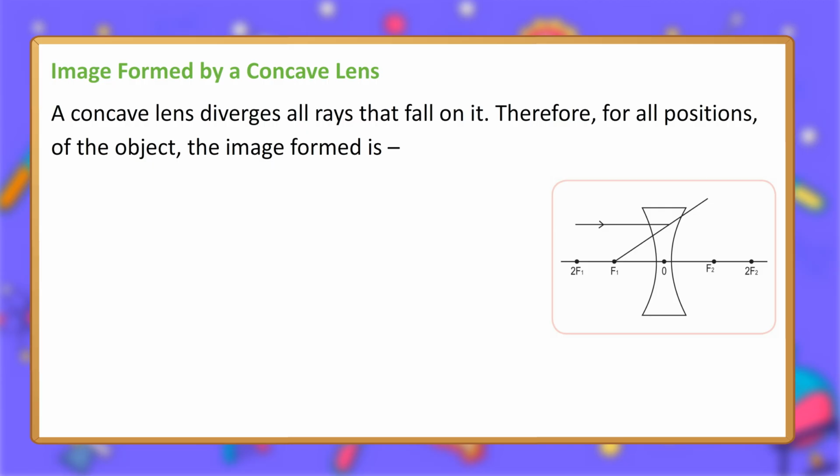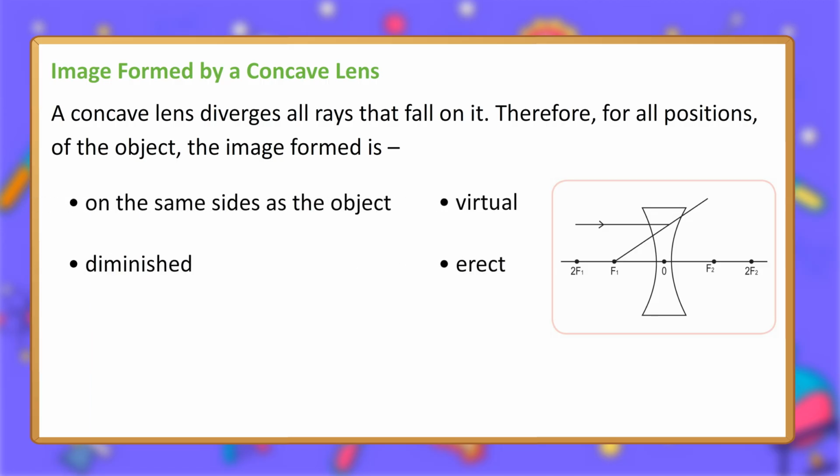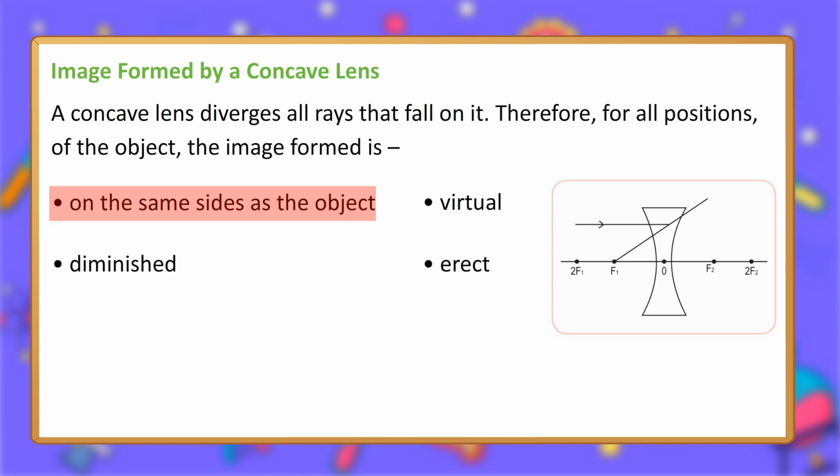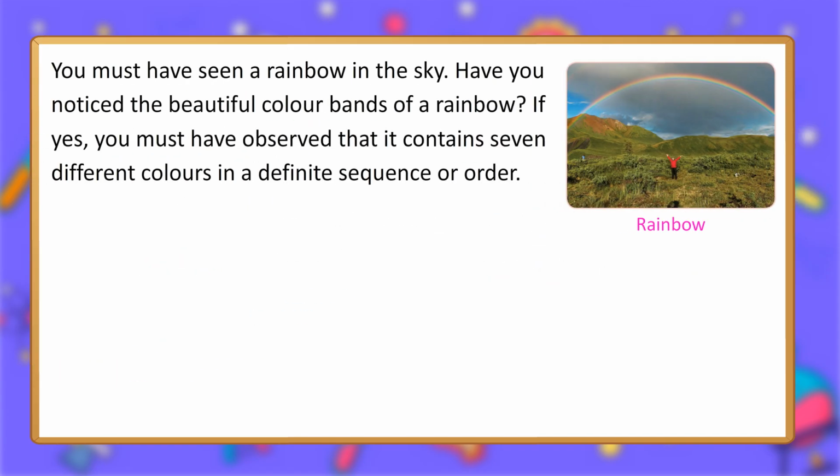Image formed by a concave lens. A concave lens diverges all rays that fall on it. Therefore, for all positions of the object, the image formed is on the same side as the object. Virtual. Diminished. Erect.